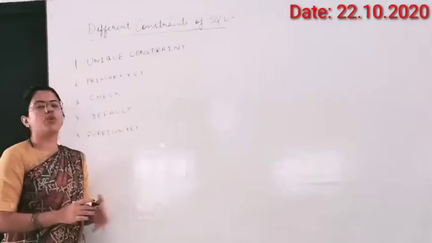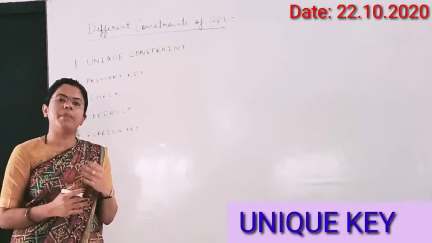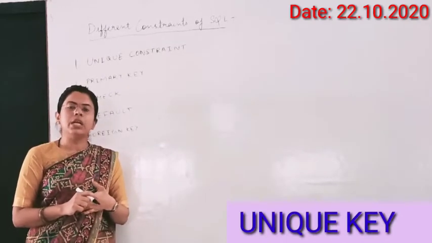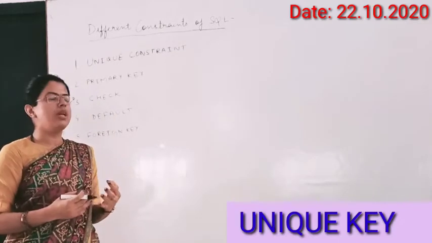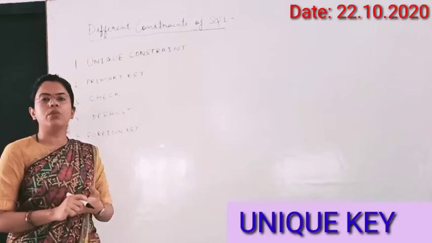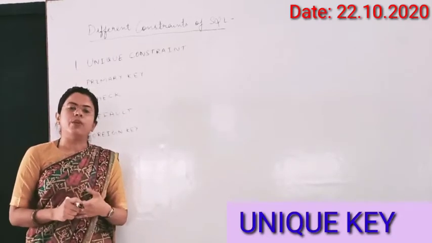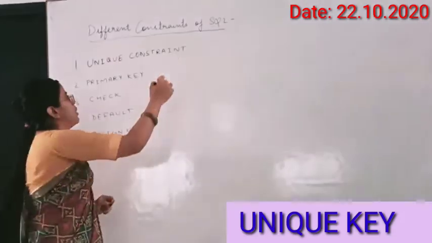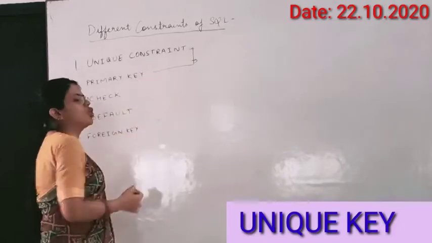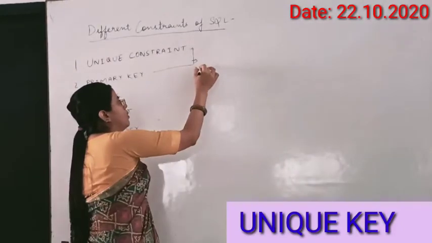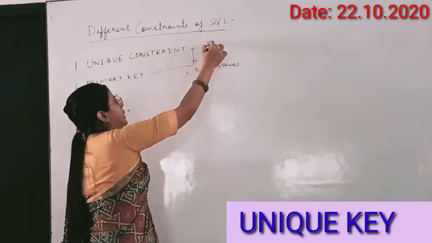First of all, let us see the unique constraint. What is a unique constraint? Unique constraints are constraints which can be applied on a particular field, and that field should contain unique values. It is similar to the primary key also. Primary key also accepts only unique values. However, there is one difference between the unique constraint and the primary key: primary key does not accept null value. However, unique key accepts null value.